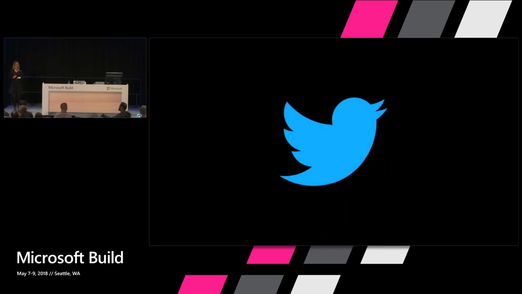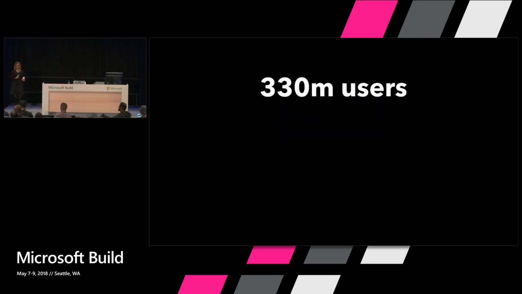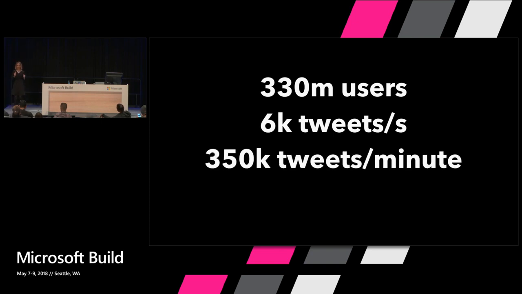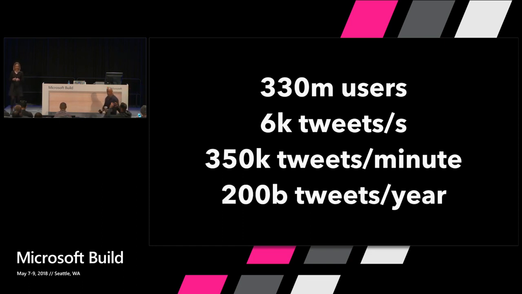Okay, I want you all to take a second and think about Twitter, and think about Twitter in terms of scale. Twitter has 330 million users. Every second, there are 6,000 tweets being created. Every minute, that's 350,000 tweets created. And that sums up to 200 billion tweets a year.